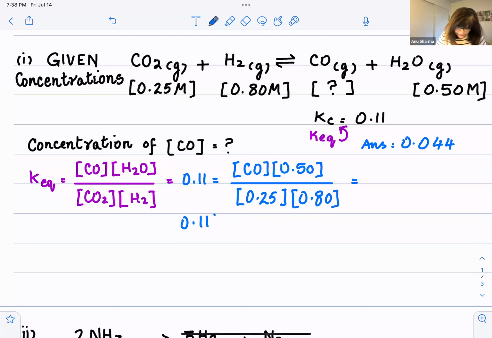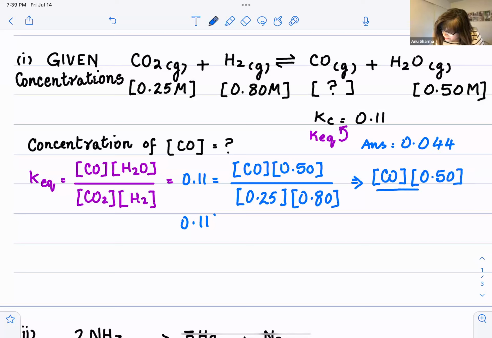Let's multiply this. So here we have 0.25 times 0.80, and that gives you 0.2. Okay, so here, concentration of CO, 0.50 over 0.20. Okay, so when you multiply these two, we get this.